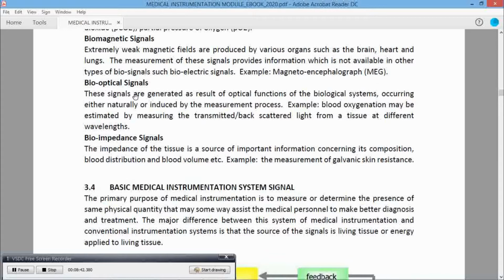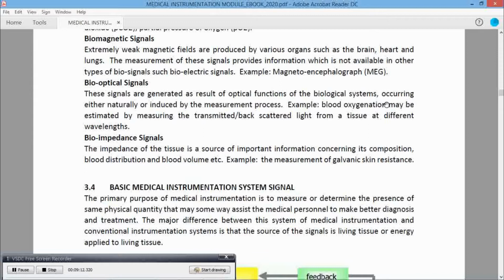Then biooptical signals. Signals are generated as a result of optical function. So this one I think you have already explored in some of our other subjects. The biological system occurring either naturally or induced by a measurement process. Blood oxygenation may be estimated by measuring the transmitted or backscattered light from a tissue at different wavelengths.